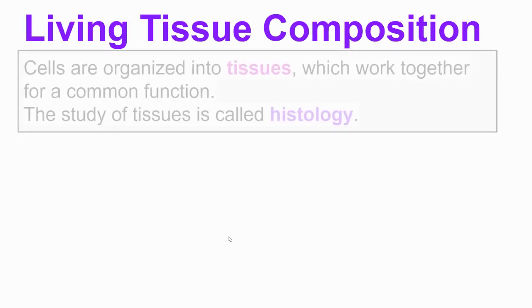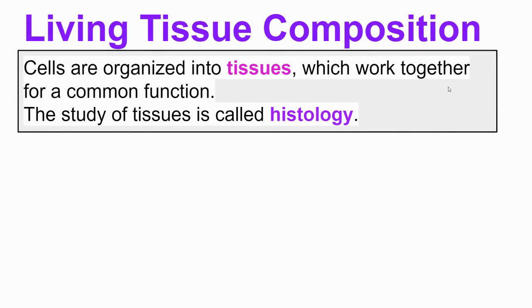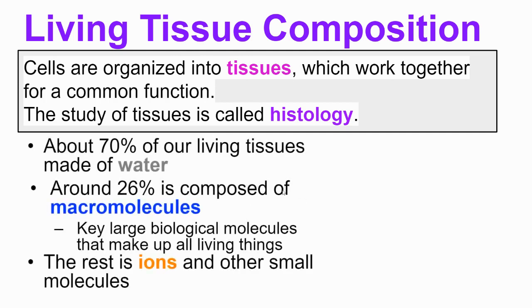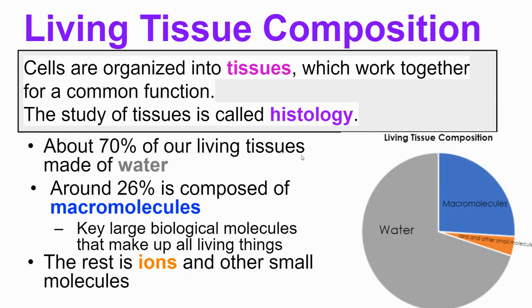Okay, last thing I wanted to check in with you about is what are tissues made of? We already mentioned that the study of cells is called cytology. The study of tissues is called histology. And when cells are organized into tissues, they work together for a common function. I just wanted to point out that the majority of our living tissues, most of our body, is made out of water. In fact, it's kind of the same composition as seawater, which is not an accident, right? Life on planet Earth evolved in the sea. And water is really one of the reasons that life on planet Earth is possible.